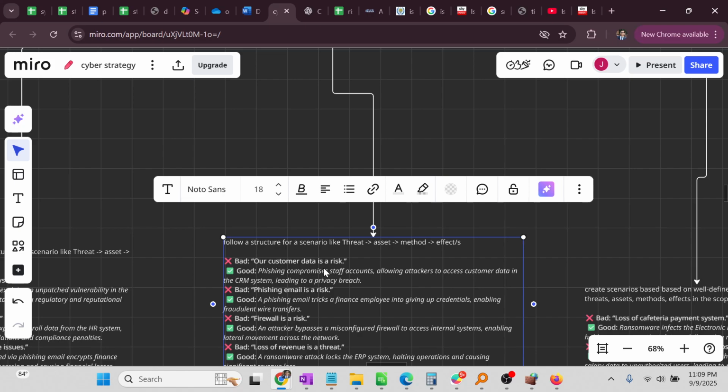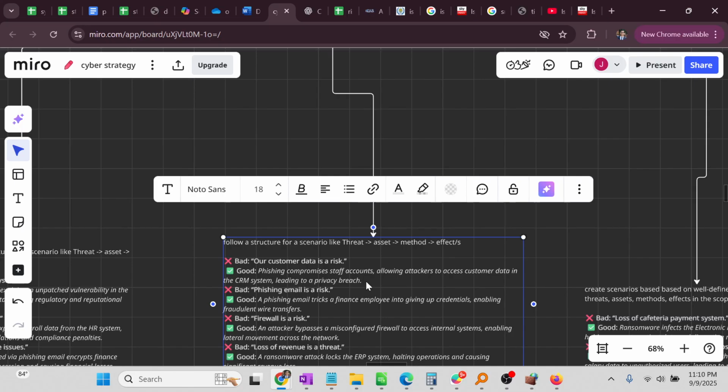As an example, "our customer data is at risk" is a risk. So you are saying that's not bad. That's not a good scenario. As you can see, it's very vague. What kind of customer data are you talking about? What kind of risk are you talking about? Where is it located and how can it be impacted? It's not clear. A good way of reframing this would be: phishing compromises staff accounts, allowing attackers to access customer data in the CRM system, leading to a privacy breach.